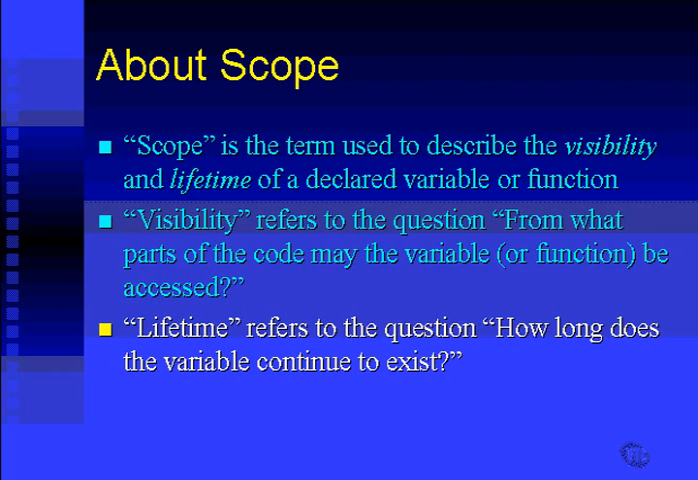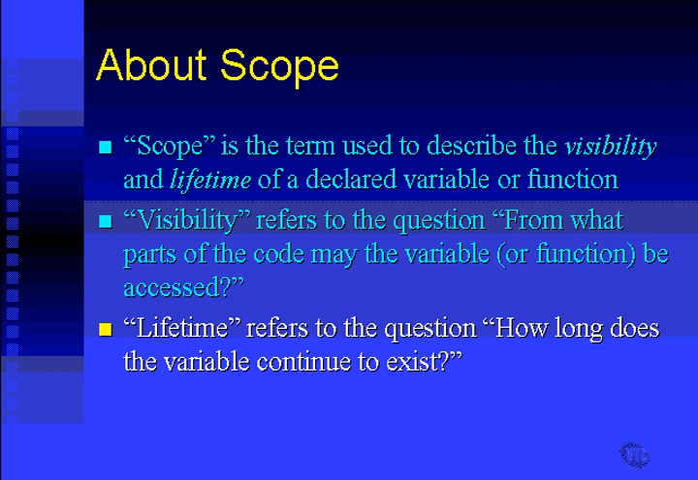If the function add is called again, then another box will be created called x, and that will again be destroyed when the function ends. Anyway, I'm going to go into that in more detail. I just wanted to help you with the concepts of visibility and lifetime so that you can then understand what I mean by scope. Scope is really just the combination of visibility and lifetime.